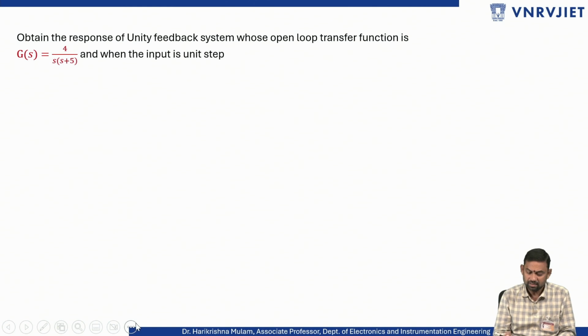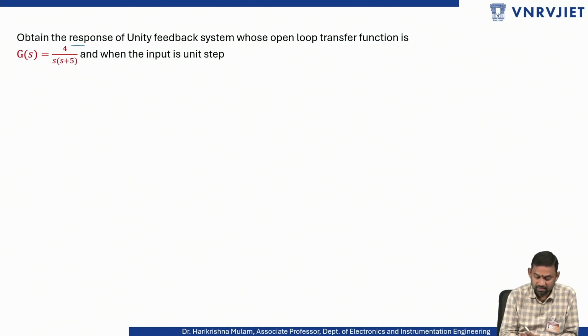If you see, the information given here is that you need to find the response of the system. In control systems, the response means the output, and the output is represented as C(t) in the time domain. So obtain the response, the output C(t), of a unity feedback system.